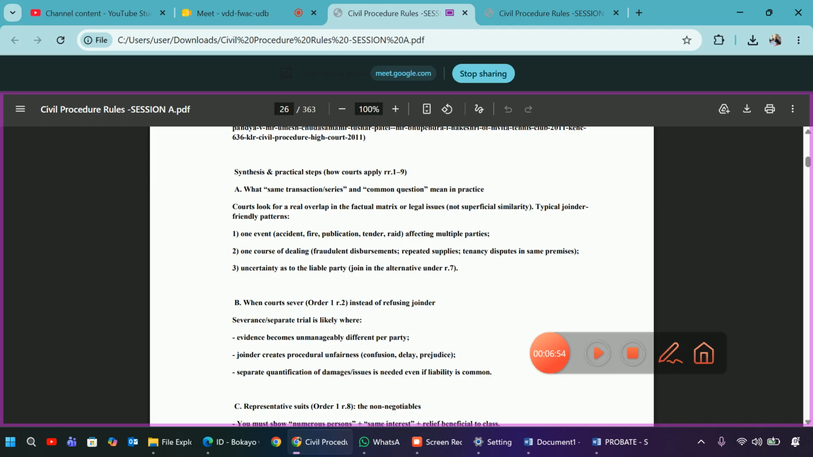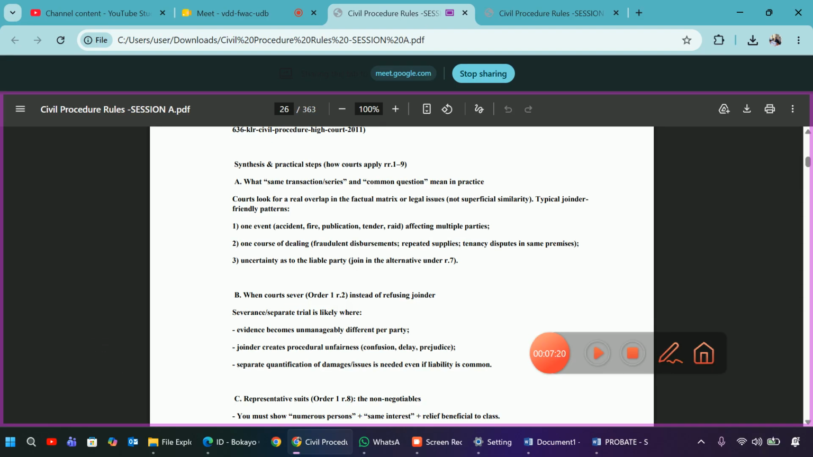Courts look for a real overlap in factual matrix or legal issues, but not superficial similarity. Typically, we have to consider joinder-friendly patterns in the following situations. One, an event such as an accident, fire, publication, tender or raid affecting multiple parties. Two, one course of dealing, whether it is fraudulent disbursements, repeated supplies, or tenancy disputes in the same premises. Another situation is uncertainty as to the liable party, so you join in the alternative under Rule 7.